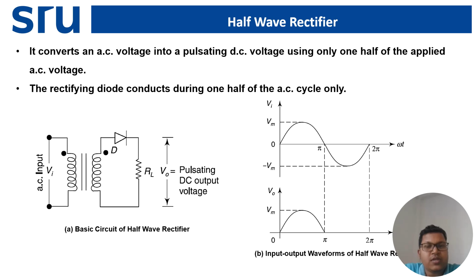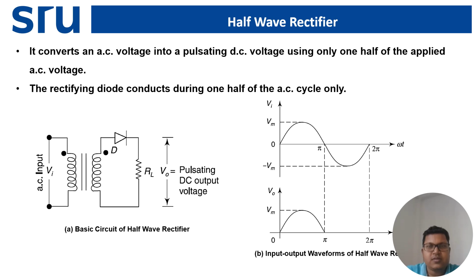Now we will see what is a half wave rectifier. It converts an AC voltage into a pulsating DC voltage using only one half of the applied AC voltage. If you see the image on the right hand side below, the top portion is showing a sinusoidal wave, that means full wave, with a positive half and a negative half. In the case of a half wave rectifier, it only conducts one of the halves. Either the positive halves are converted into DC or the negative halves are converted into DC. It cannot convert both the halves.